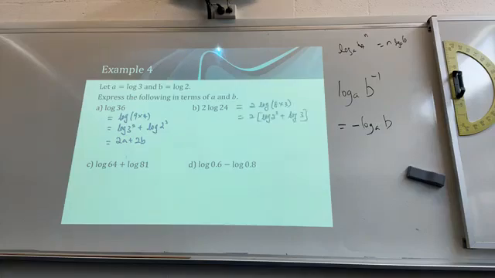Agree? So therefore, you know that is 6b plus 2a. Try the next one.